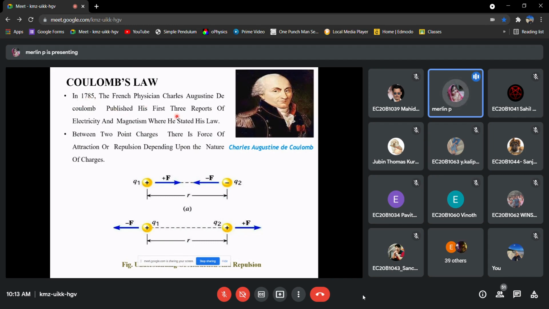What does this law mean? When we place two point charges, which can be either positive or negative, in open space, what is the force of interaction between them? What are the electrical and magnetic properties when two point charges are placed in space? He introduced this law in 1785.